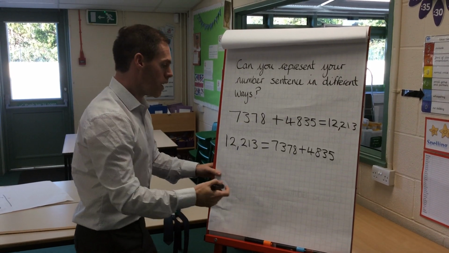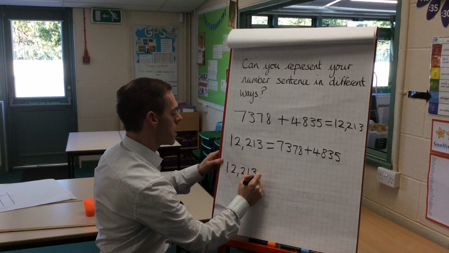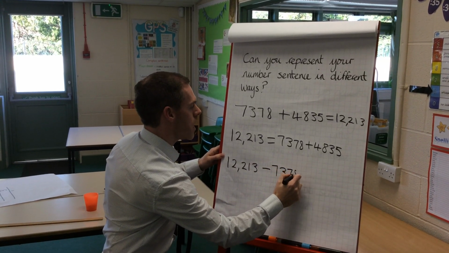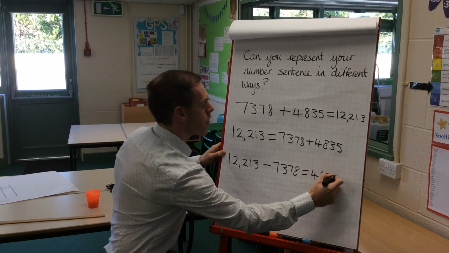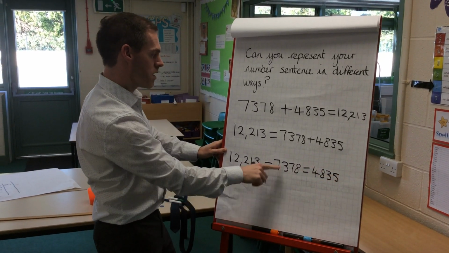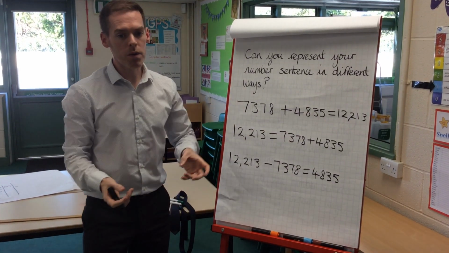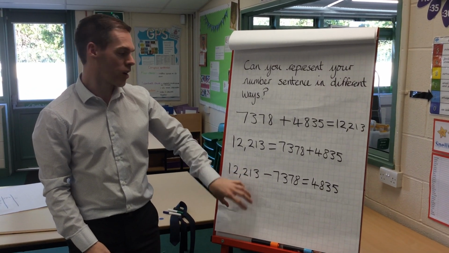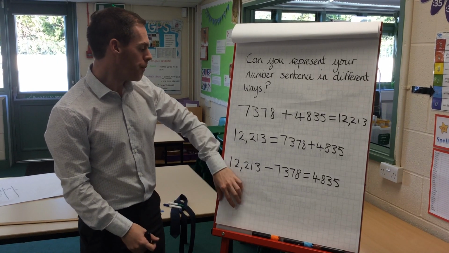I could also say that 12,213 subtract 7,378 equals 4,835. That still makes sense with that number sentence. So I can play around with my number sentences and write them in lots of different ways. There's at least 3 or 4 other ways I could write that same number sentence. See if you can figure that out at home.